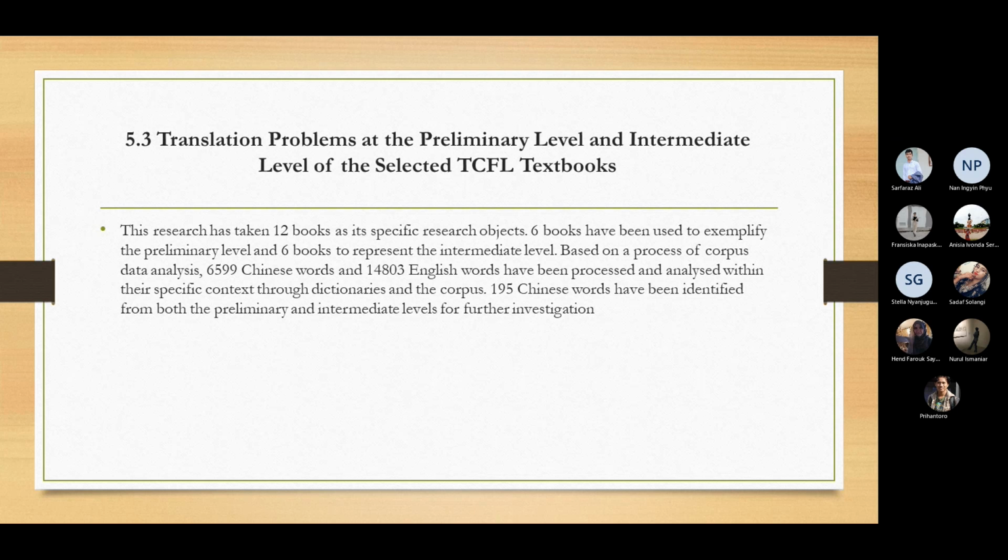at both the intermediate and primary levels. The research took 12 books as its specific research objects: 6 books exemplify the primary level and 6 books represent the intermediate level. Based on the corpus data analysis, 6,599 Chinese words, as mentioned earlier, and 40,803 English words have been proposed and analyzed within their specific contexts through the dictionaries of the corpus. So 195 words have been identified from both the primary and intermediate levels.